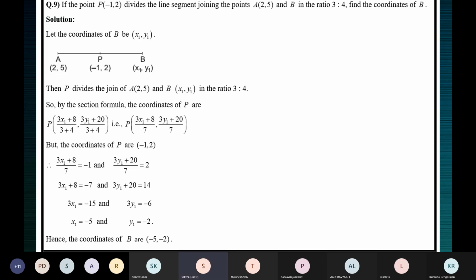Ma'am, I'm in doubt. Yes, what's your doubt? Can we do it in a different ratio? When the ratio is given, how can we use a different ratio? Can we take it as AP by AB? No, one minute. The ratio is given clearly to be 3:4. Then you don't have a choice to assume anything. It's given 3:4.